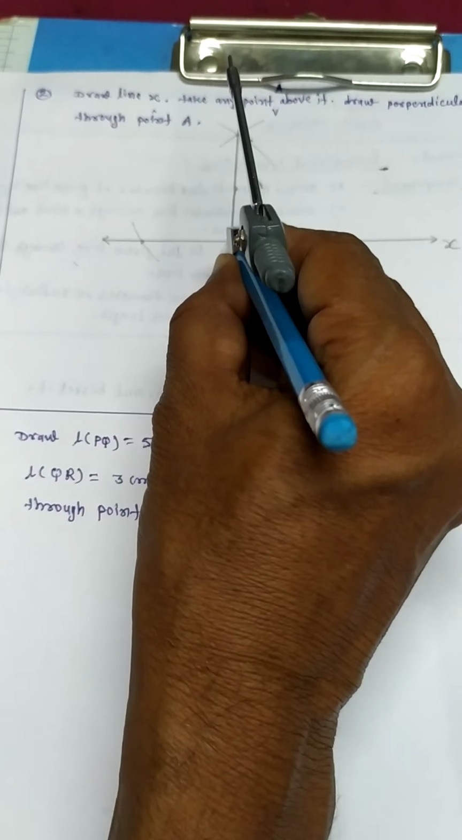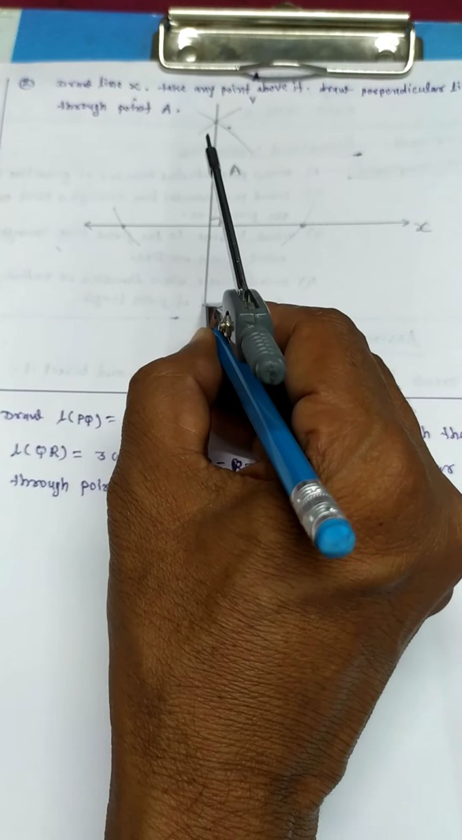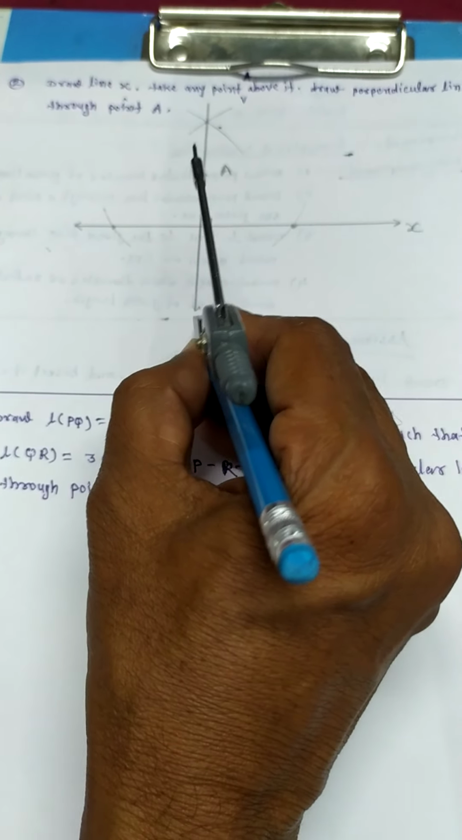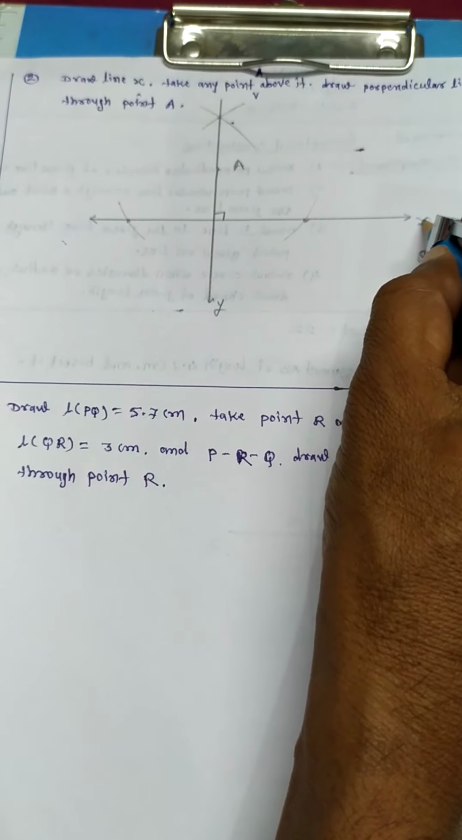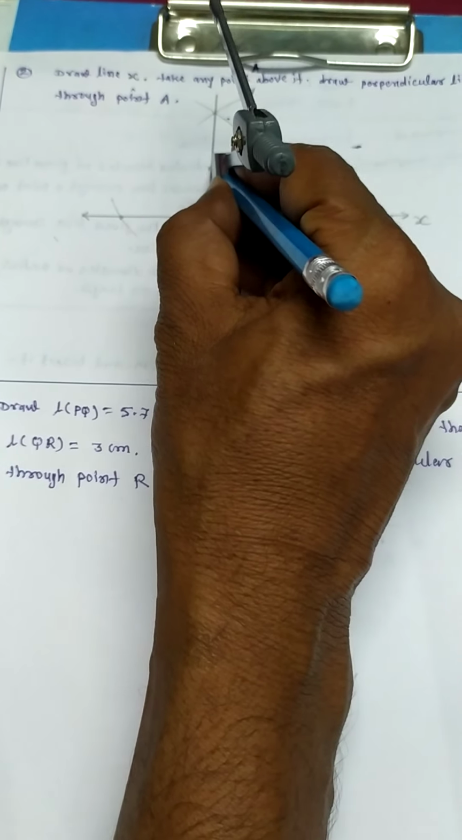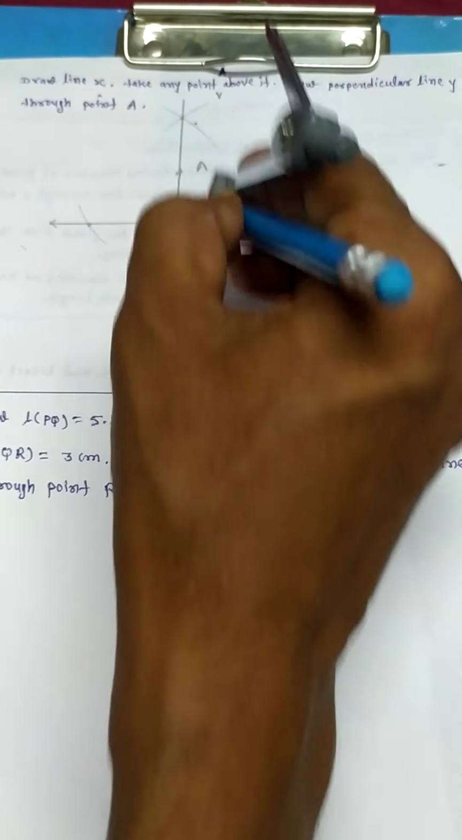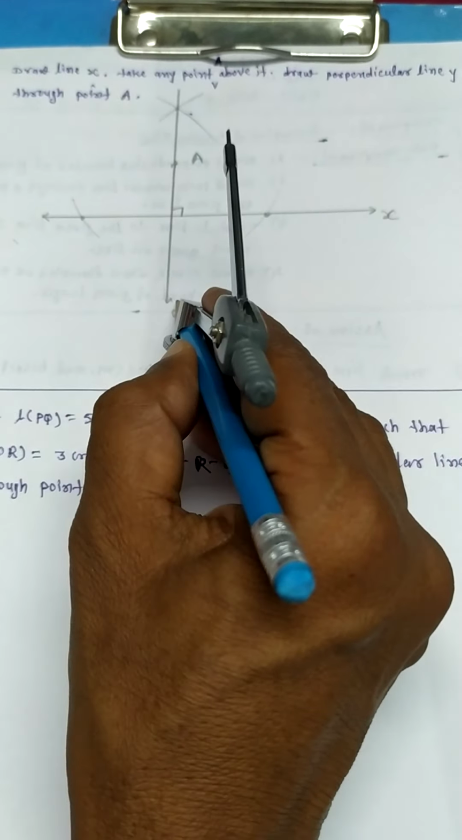This is the perpendicular, give it the name y. In this way, x and y are perpendicular through point A. From A we drew a perpendicular to line x, and that line was named y.